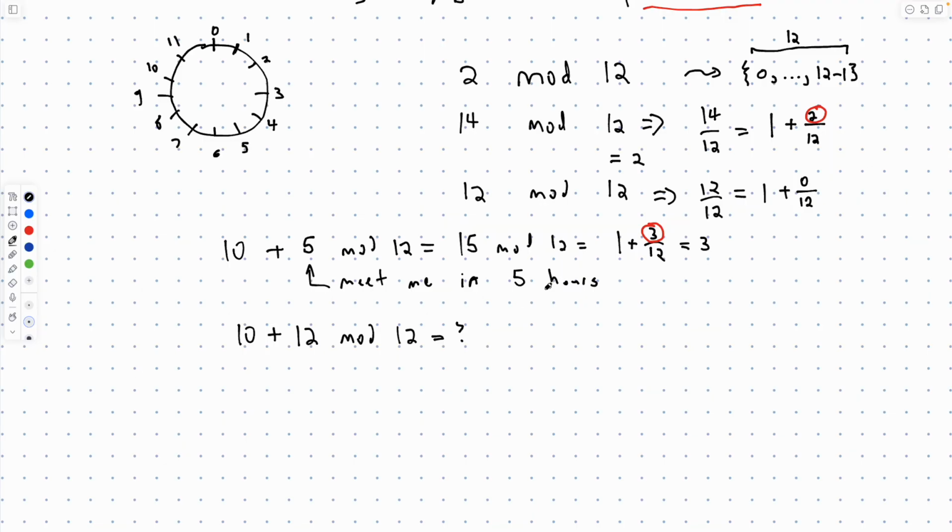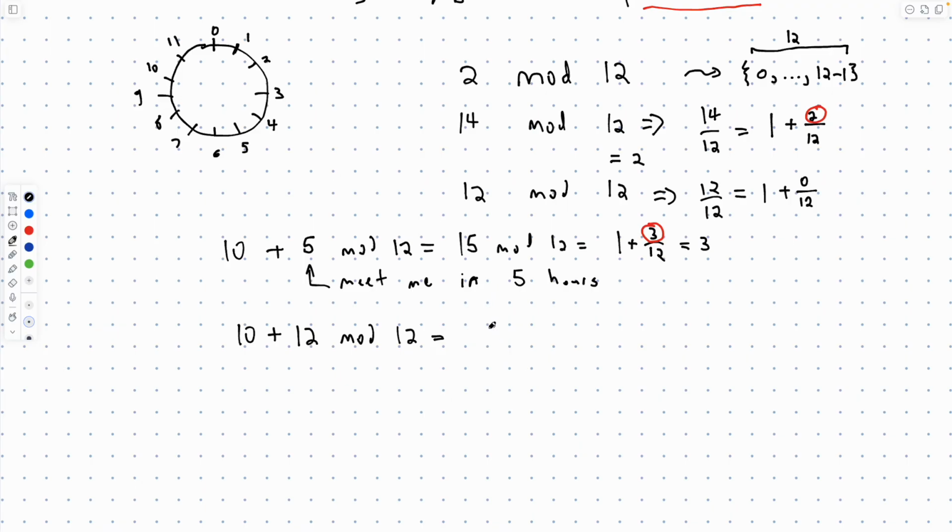So if I ever add the same modulus to itself, think of a clock. If I add 12 hours, it just goes back to where it started. If I add 24 hours, it's going to go back. So actually any multiple of 12, if I add it, it's going to do nothing. It's going to cancel out. It's going to equal 0. Okay?